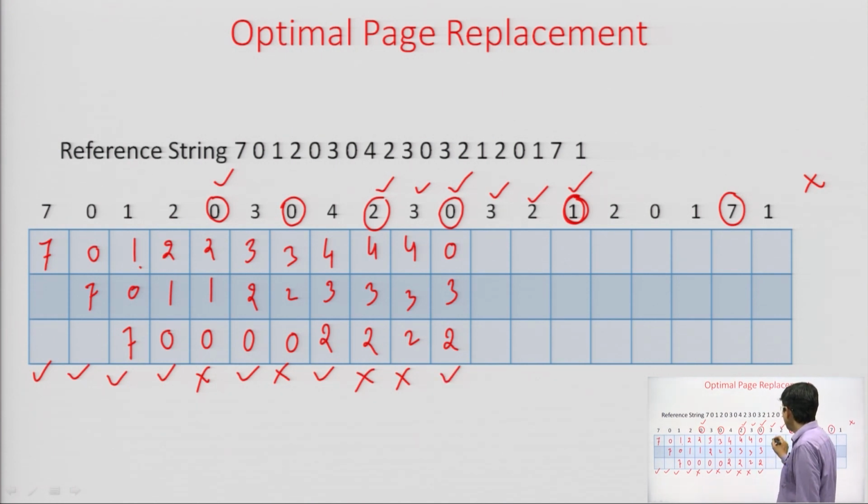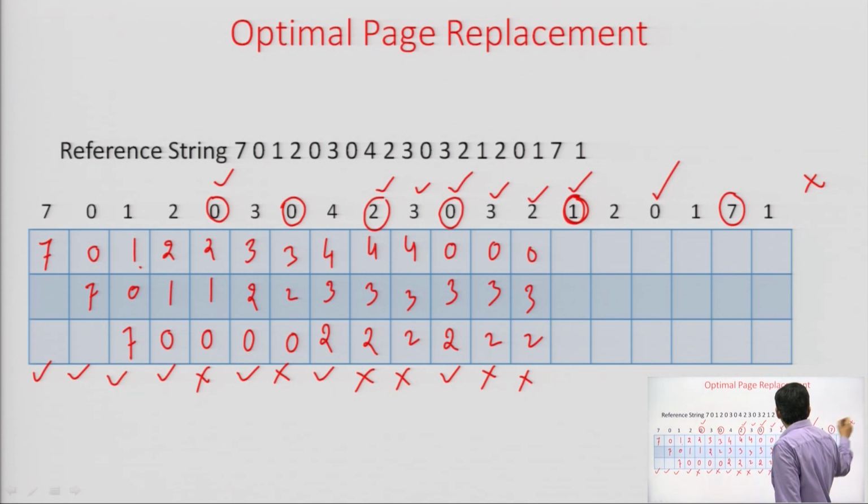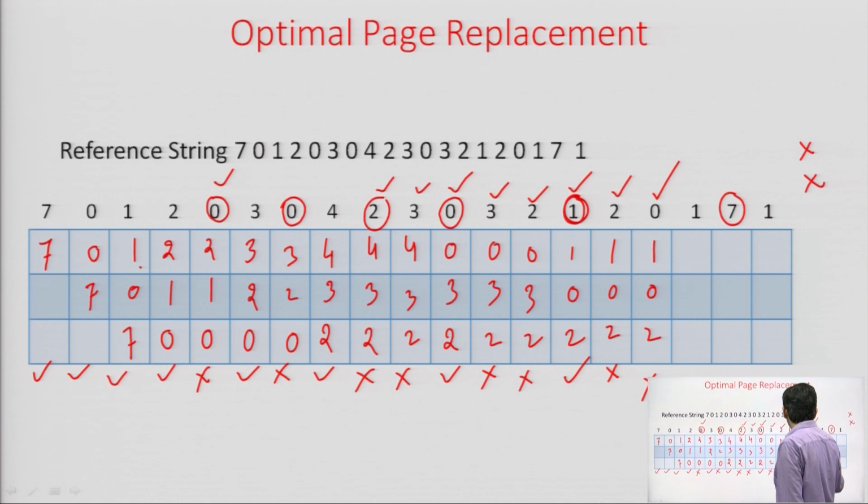Now for 3, 3 is already there, no page fault. 2 is there, no page fault. 1 is there, we will have to send one of the pages out. So just see, 0 will be referenced here, 3 will not be referenced, and 2 will be referenced here. So obviously we will replace it with 3. So 1, 0 and 2, there is a page fault. For the reference of 2, 2 is already there, so no page fault. 0 is already there, so no page fault. 1 is already there, so no page fault.